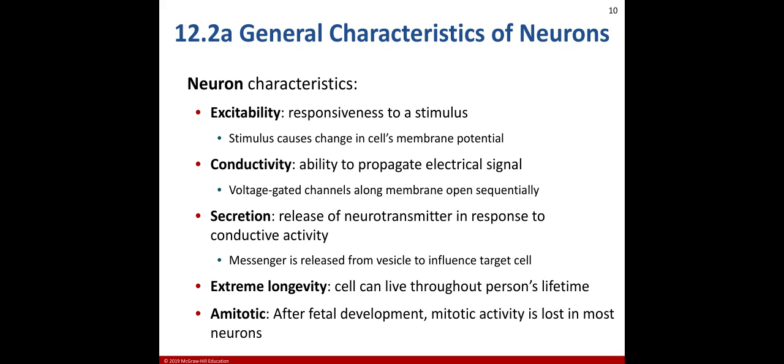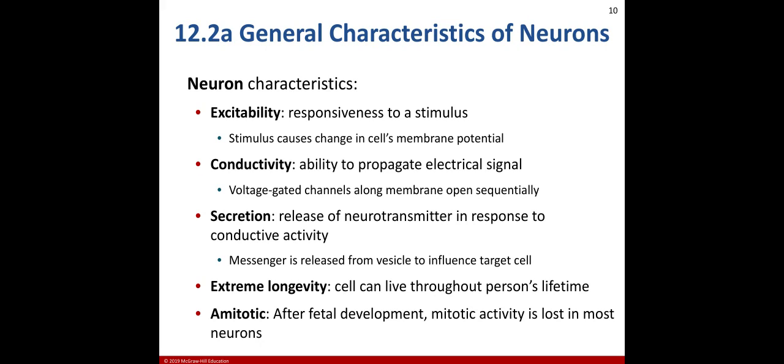So, what makes a neuron so special? Just like we talked about with our muscle fibers, our nerves and neurons have some special characteristics. They are excitable. They respond to stimuli. A stimulus will cause a change in the cell's membrane potential. They are conductive. They have this ability to propagate or send an electrical signal. They have what we call voltage gated channels on the membrane that will open one right after the other in order to send that electric signal.